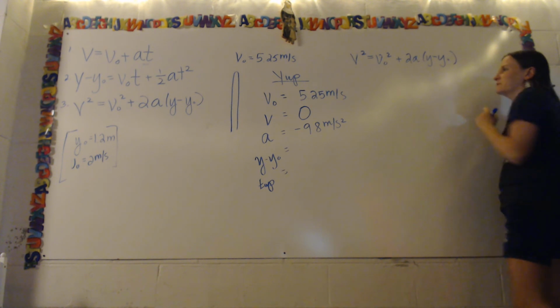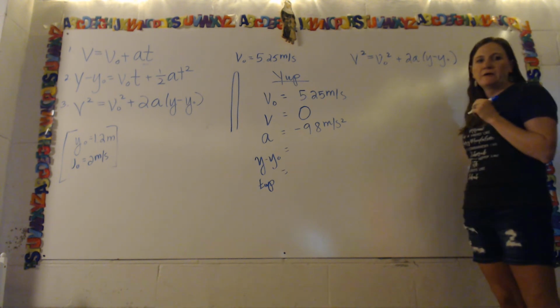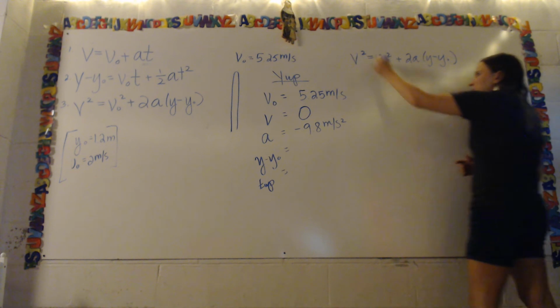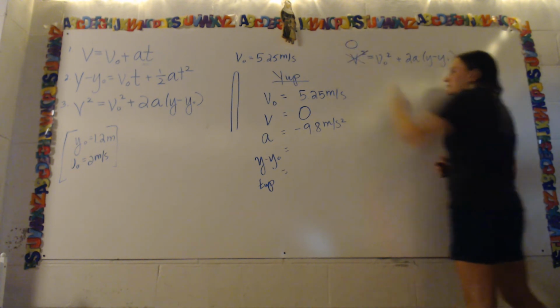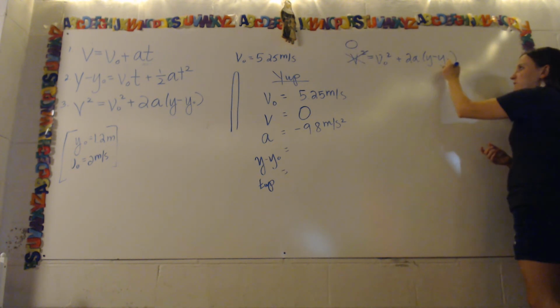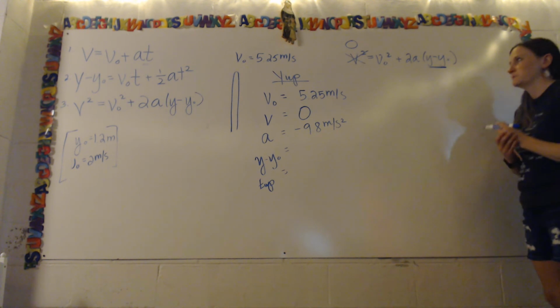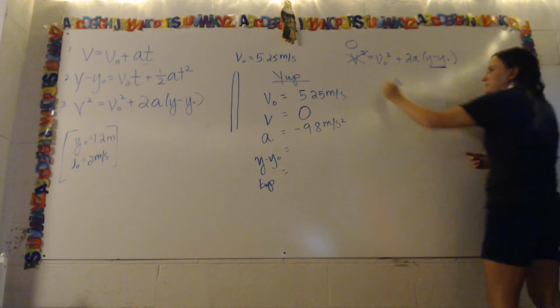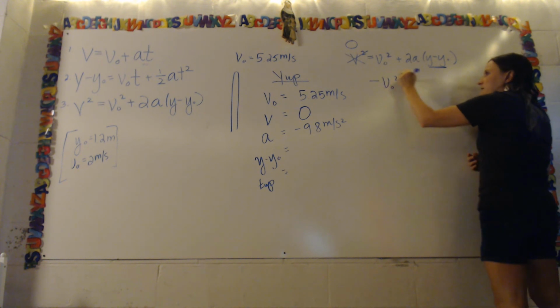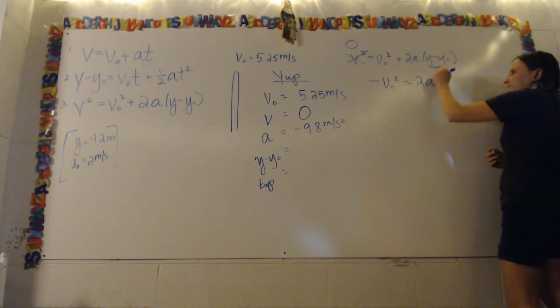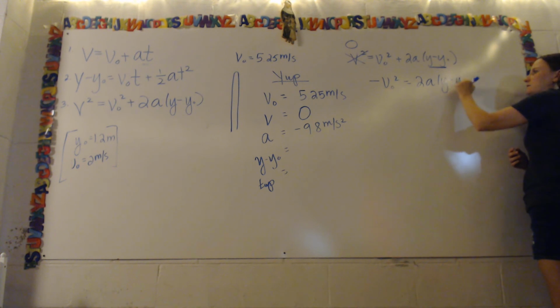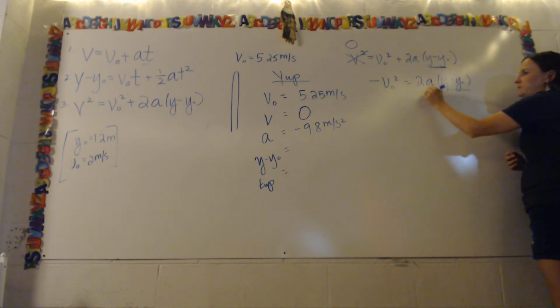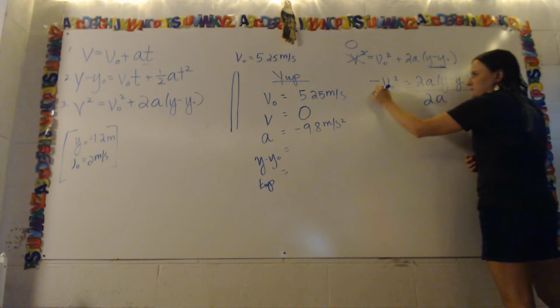Before I do any real algebra, I want to cancel out any zeros. And so I know that the final velocity is 0. I'm going to make that side 0. And I want to solve for, again, this vertical displacement. So I'm going to subtract v naught squared from both sides. So this is negative v naught squared is equal to 2a times y minus y naught. And now I'm going to divide both sides by 2a, and that's my answer.